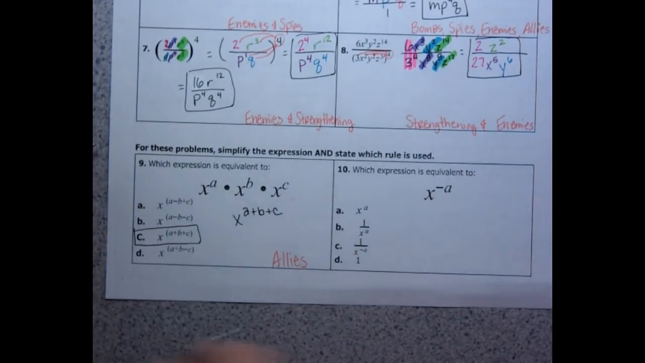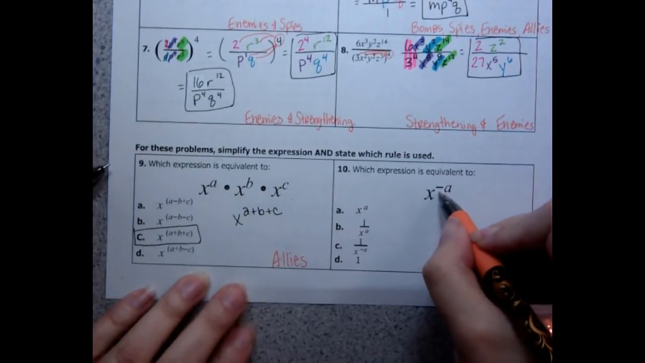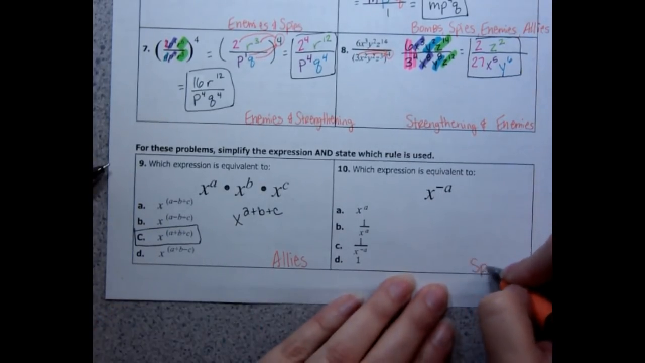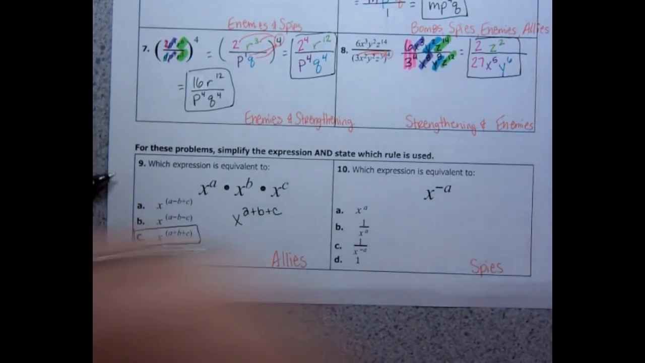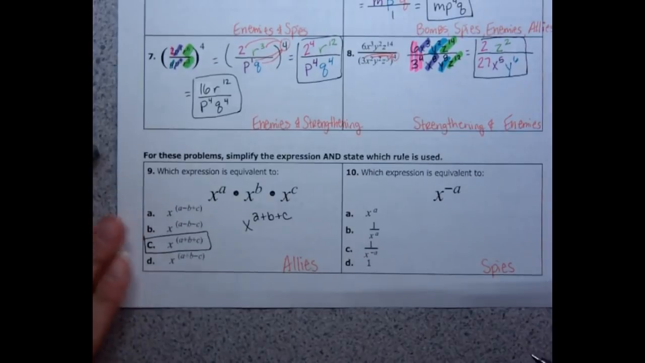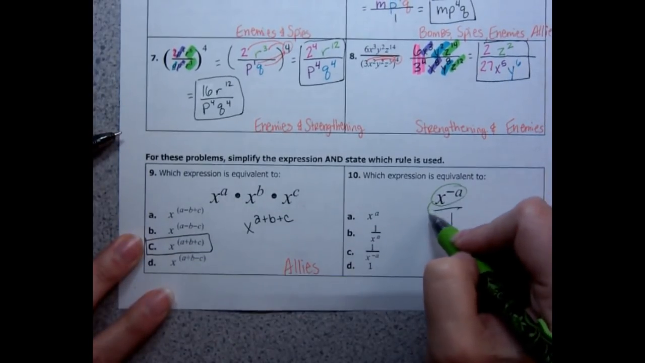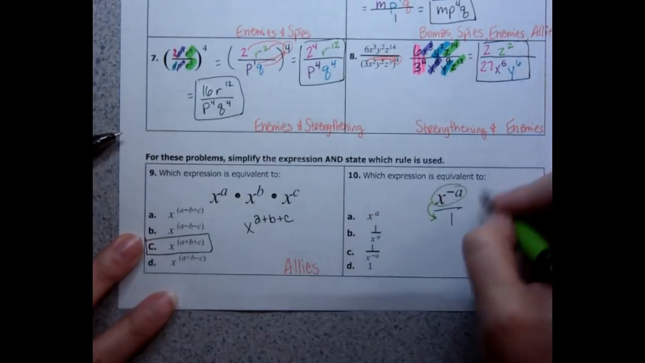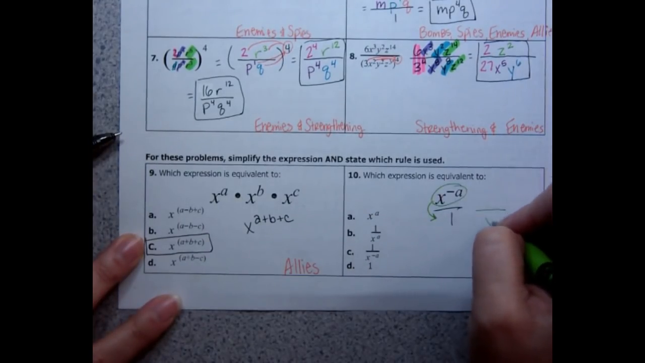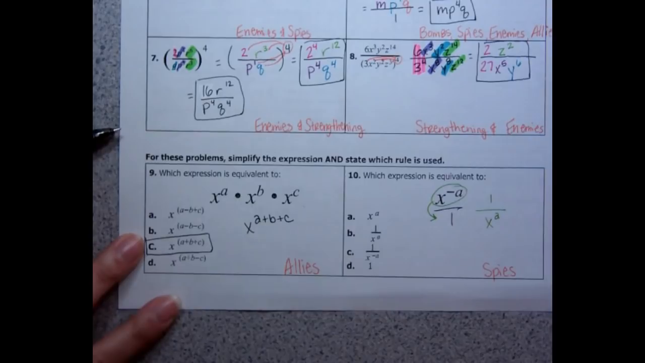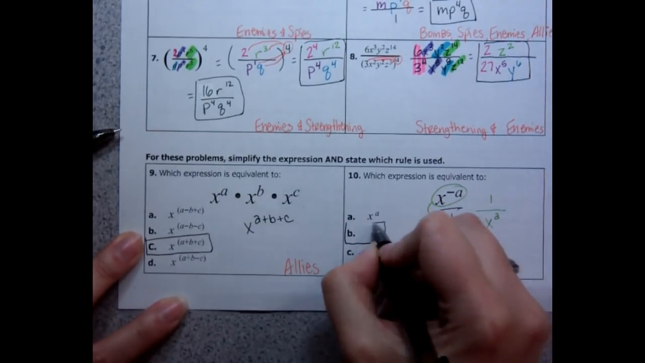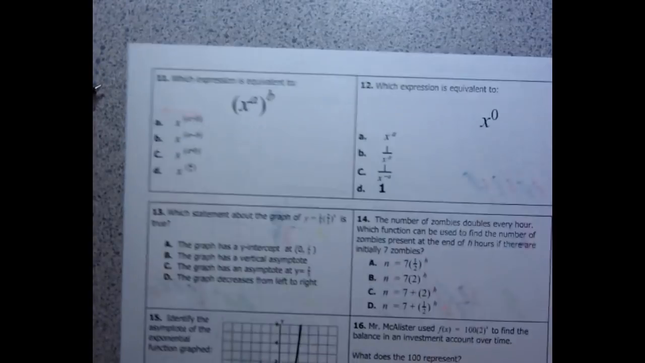Okay, example 10. What rule are we using? If you see a negative exponent, that is your SPIES rule. So what's the rule say? Cross the line, change the sign. I don't have a line. You can always put anything over 1. So we're going to take this SPI, we're going to cross the line, change the sign. So it's going to become x to the, change the sign, negative a becomes positive a, 1 on top. So which one does that match? Matches B.